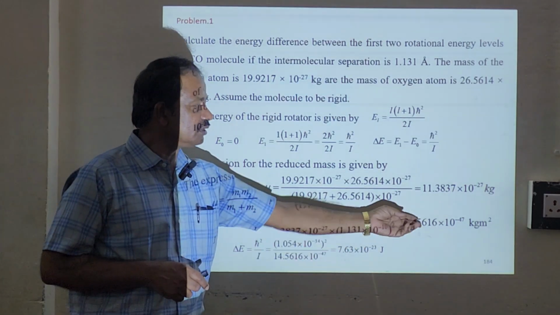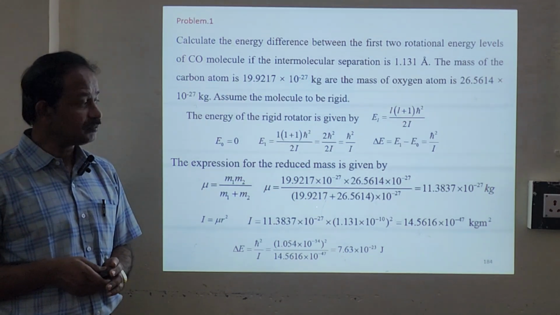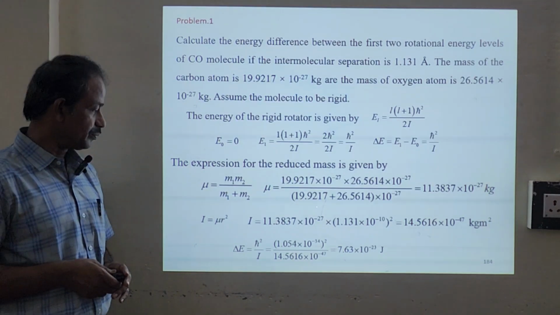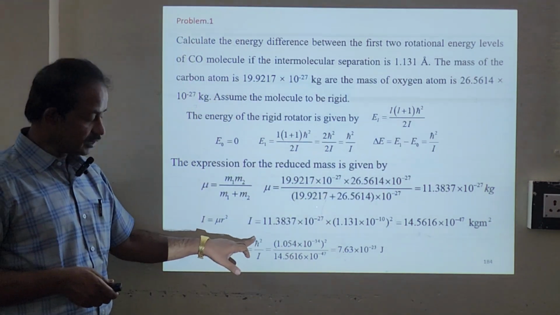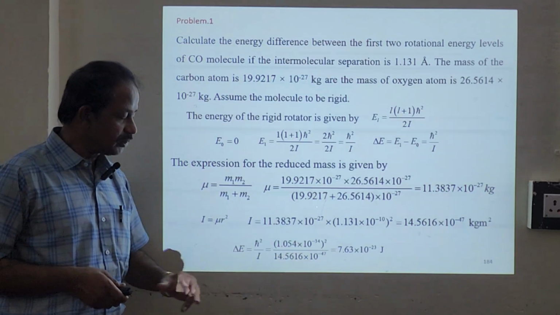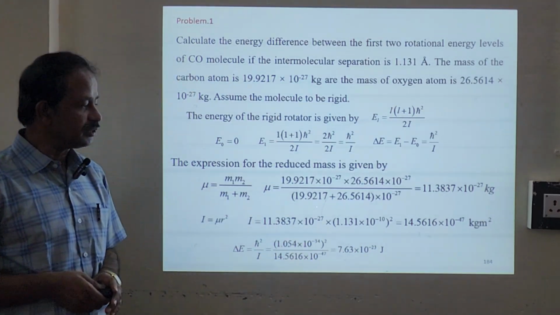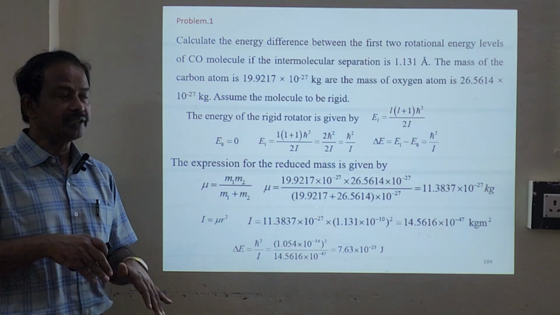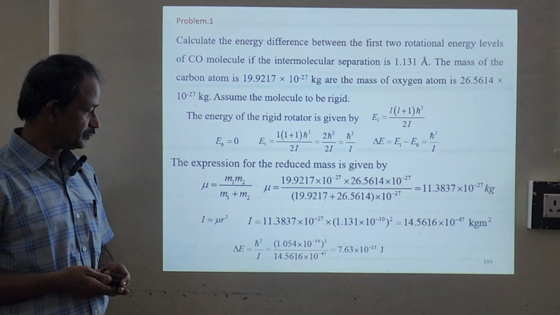You just multiply, that will give you 14.5616 into 10 power minus 47 kg meter squared. So this is your moment of inertia I. So del E equals h bar squared divided by I. Substitute the value of h bar and this value for I, simplify, and you will get 7.63 into 10 power minus 23 joules. That is del E. You can convert this into electron volts also, but it doesn't matter.